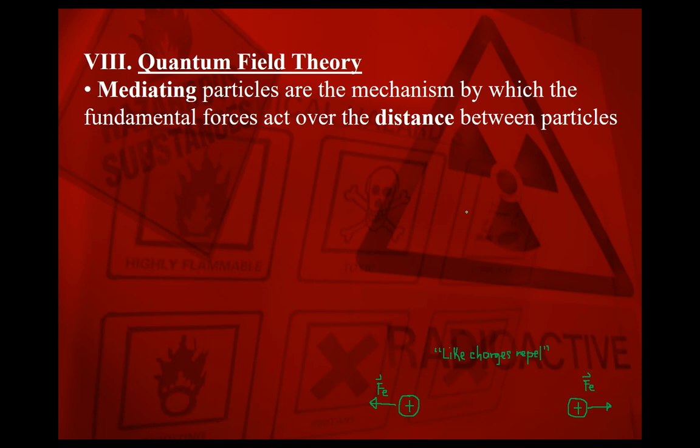Quantum field theory tells us that mediating particles are the mechanism by which the fundamental forces act over the distance between particles. So this is essentially what it's trying to tell me. Why do these two repel? In between these two, there's a mediator, kind of like a mediating particle. I'm just going to draw a circle to represent it. We'll call this the mediator.